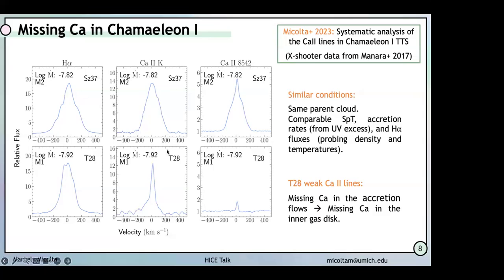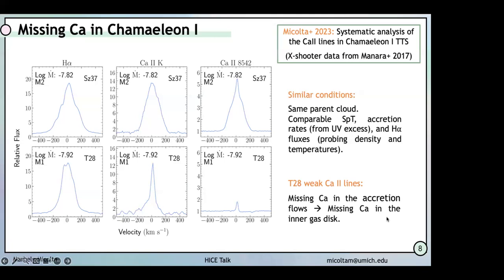But when we look at the calcium lines, we can notice straight away there is a really big difference between SC37 and T28, in the sense that T28 has really weak and narrow calcium II lines. So this was very puzzling because, again, you see that there is gas accreting, there is material accreting onto the stars because you can see it in the H-alpha, but it doesn't seem that T28 had a lot of calcium in this gas that is accreting at the same time.